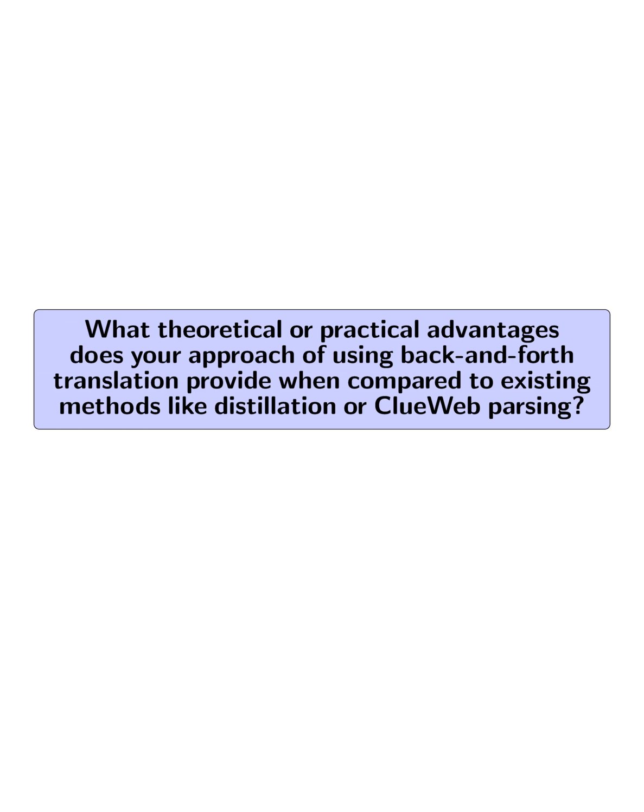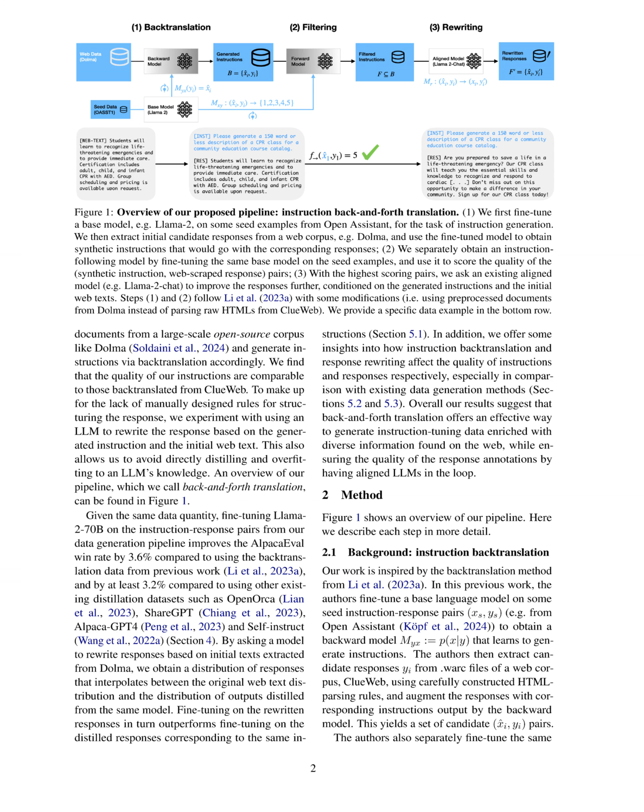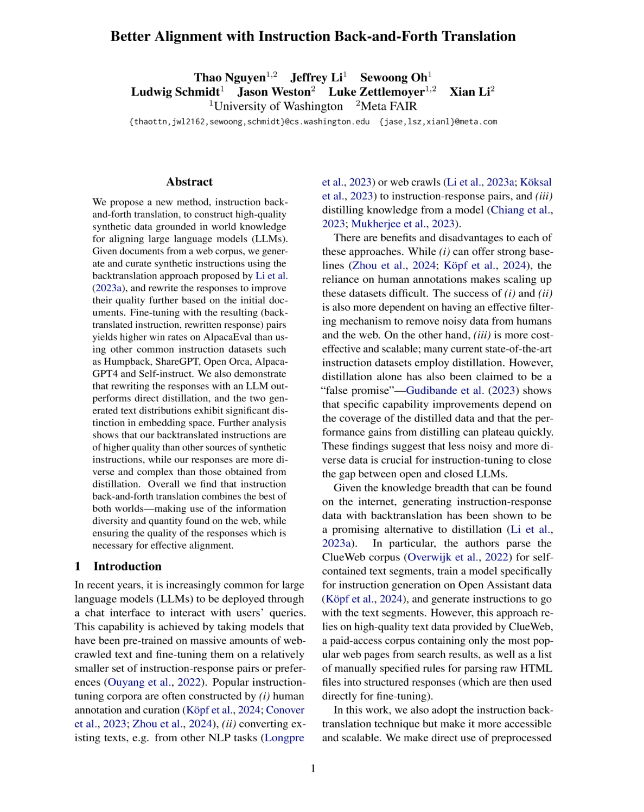What theoretical or practical advantages does your approach of using back-and-forth translation provide when compared to existing methods like distillation or ClueWeb parsing? Our approach of using back-and-forth translation offers several theoretical and practical advantages over existing methods like distillation and ClueWeb parsing. Firstly, by utilizing an open-source corpus like Dolma, we eliminate the data access restrictions and pre-processing complexities associated with ClueWeb, which requires paid access and specific HTML parsing rules.